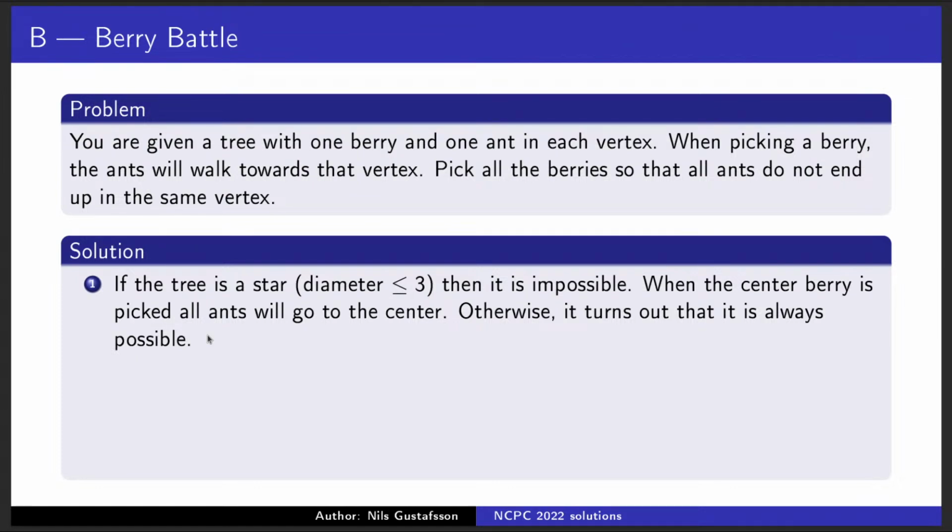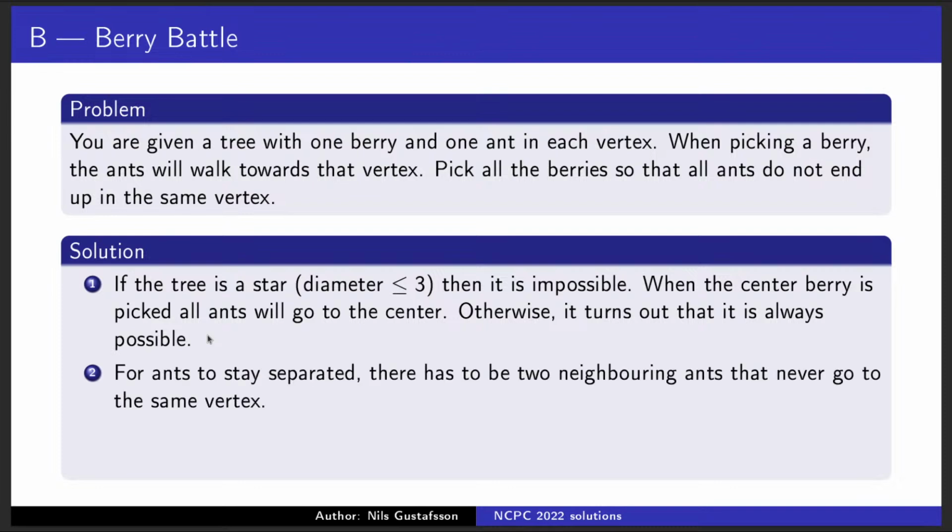You can see from the samples or from just drawing on the paper that if the tree is a star, then you can't do it. Because at some point you will have to pick the berry in the middle of the star, and when that happens, all the ants will run there, and you have lost. So if the tree is a star, you have just lost. You should just print no. If the tree is not a star, it turns out that it's always possible. So now we're gonna find a way of doing it. And here we have another initial observation. We can kind of focus on 2 neighboring ants.